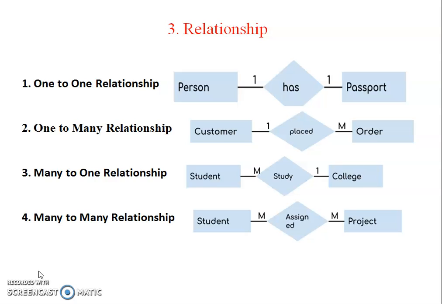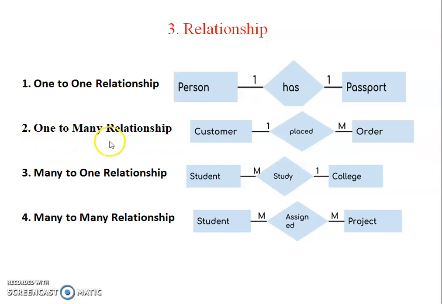A relationship is represented by a diamond shape in an ER diagram and it shows the relationship among entities. There are four types of relationship. First one is one-to-one relationship. What happens in one-to-one relationship? When a single instance of an entity is associated with a single instance of another entity, it is known as one-to-one relationship. For example, a person has only one passport and that passport is given to one person.